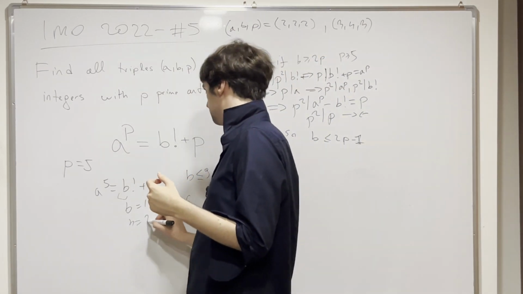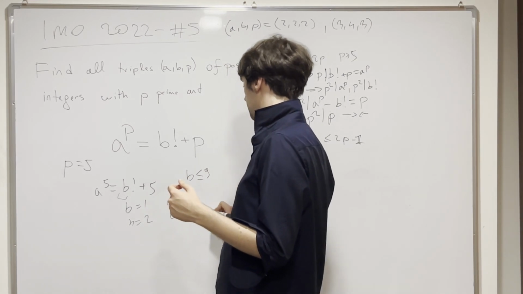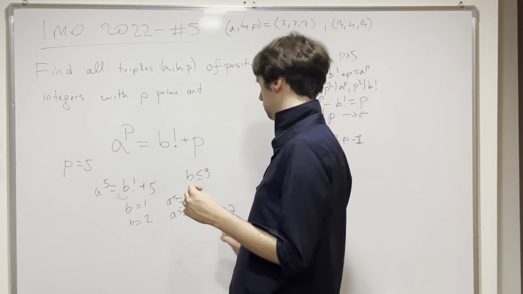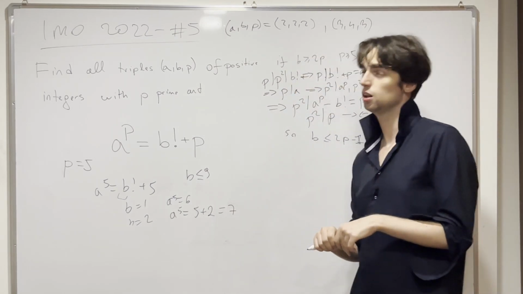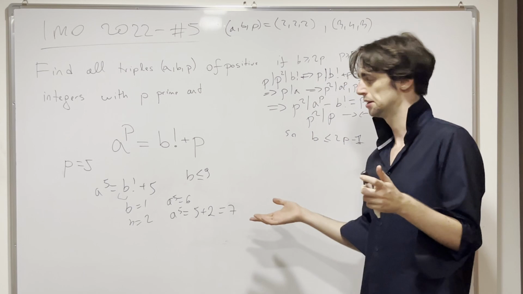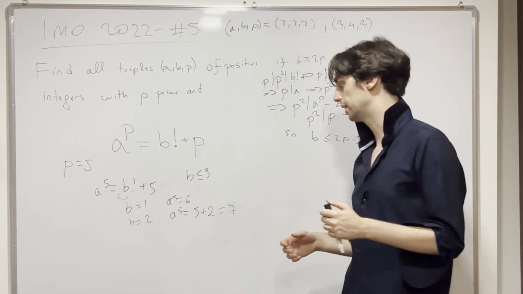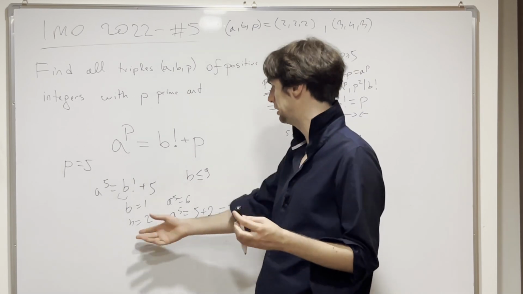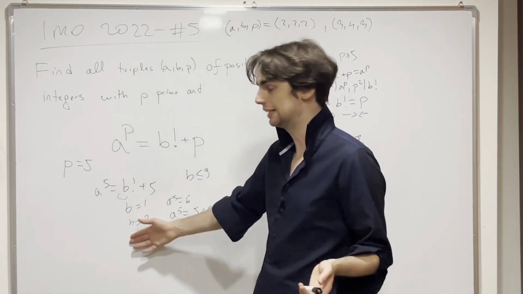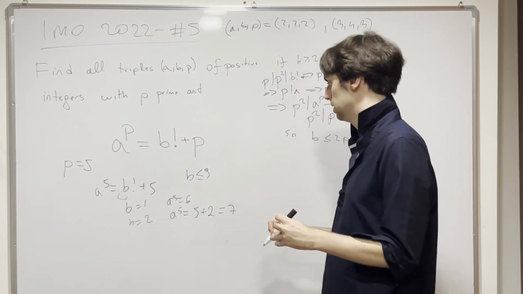B is equal to 2. What do we get? A to the 5th is 5 plus 2, which is 7. Okay, if a to the 5th was 7, it would be at least 7 to the power of 5. Maybe there's something with the prime factors here. Here we had factors of 2 and 3. Here we had a 7. That's not in b. Maybe that's something that we have to deal with.